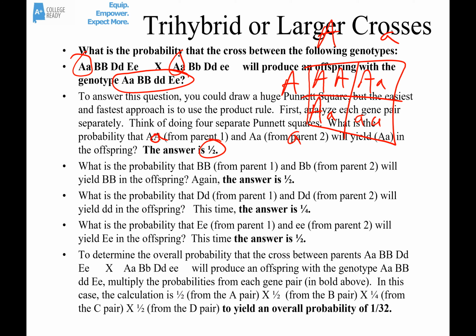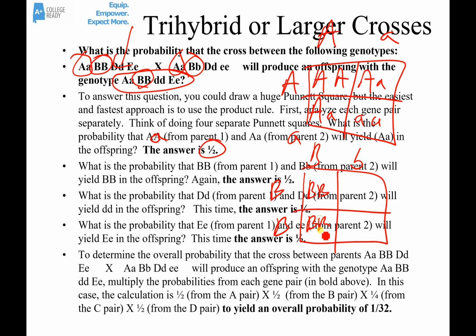Now let's think of the B's. What's the probability that the big B from here and the big B, little b from here will give us big B in the offspring? Again, we could draw the Punnett square, which we'll do here. But when you get some practice, you'll be able to visualize this, and you won't have to draw all these Punnett squares. So big B from the first parent, big B, little b from the second parent, so the probability of getting a big B offspring is 1 out of 2 or 2 out of 4.